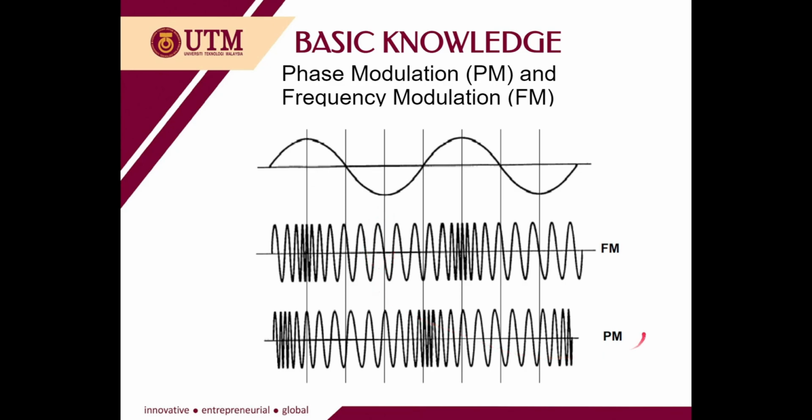For phase modulation PM, the generated PM signal will have high frequency when the modulating signal is rising, and when the modulating signal is falling, the phase modulated signal will have lower frequency.